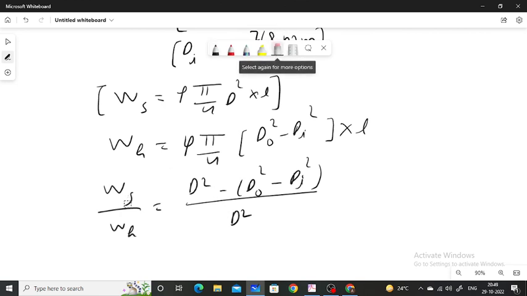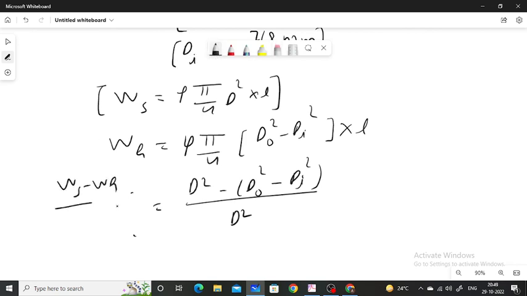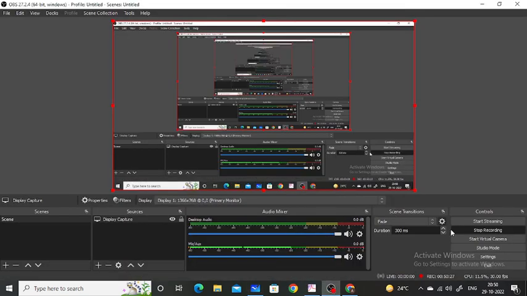It will give the weight percentage. For determining the weight percentage, (Ws minus Wh) by Ws into 100. Okay, from here we will get this. So we know the value of the diameters. Putting the value of the diameters, it will be equal to 29.55%. Okay, this will be the answer. Thank you so much.